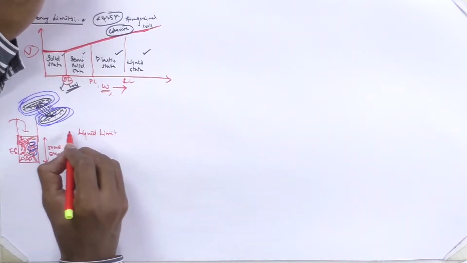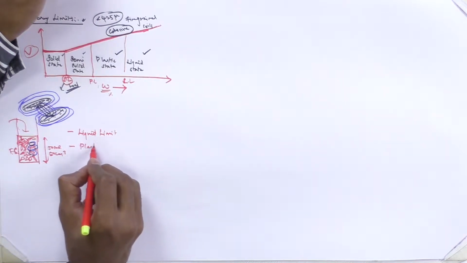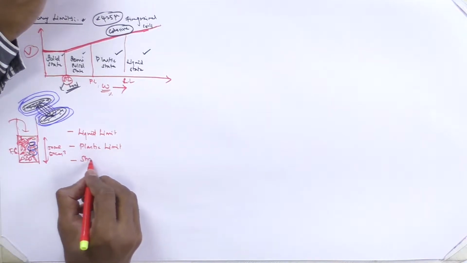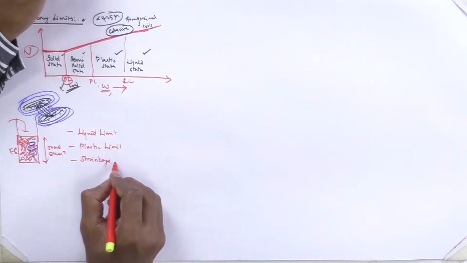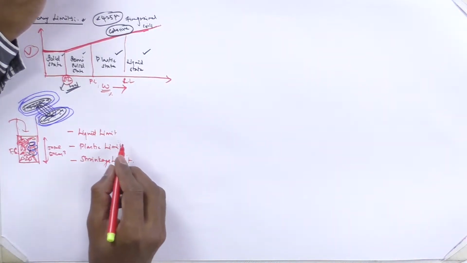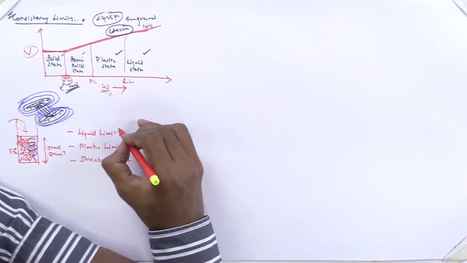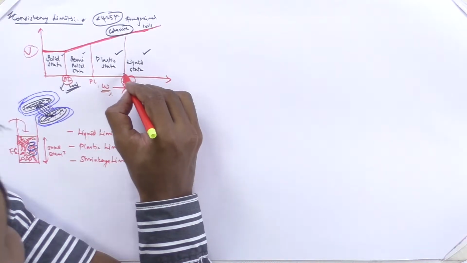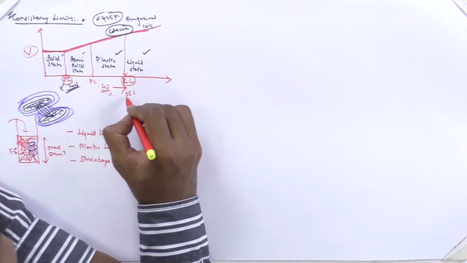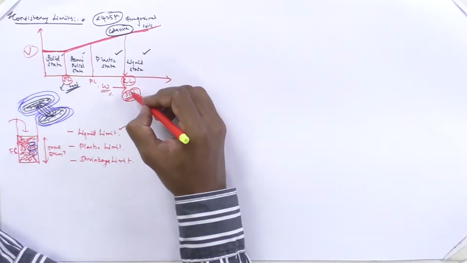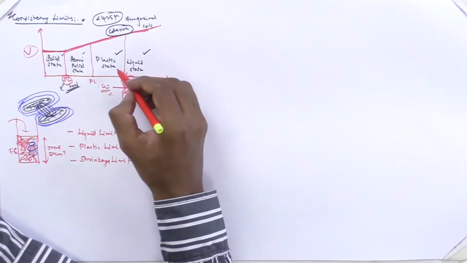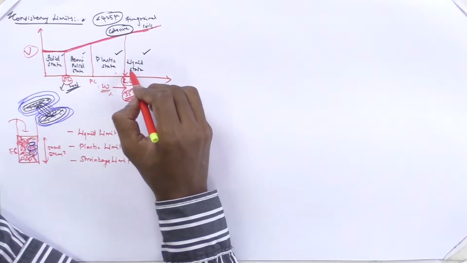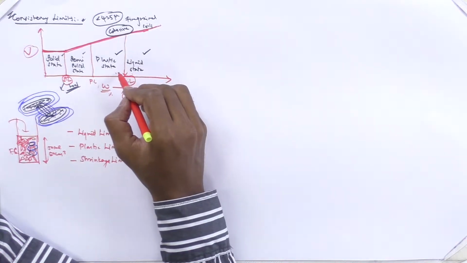So liquid limit, plastic limit, shrinkage limit. What is liquid limit? This is a particular moisture content, say at 35% of moisture content, at which this particular clay soil is changing from plastic state into liquid state, or liquid state into plastic state.